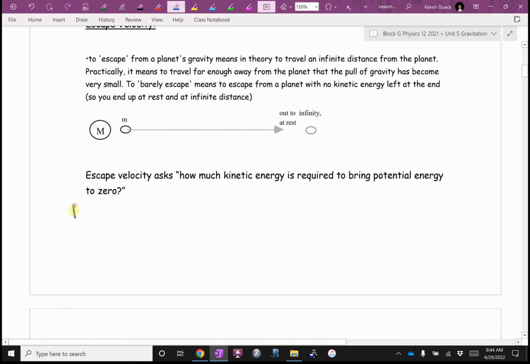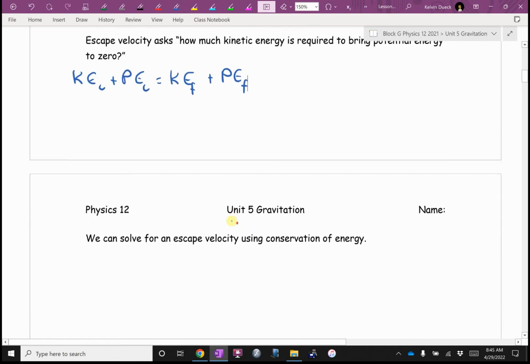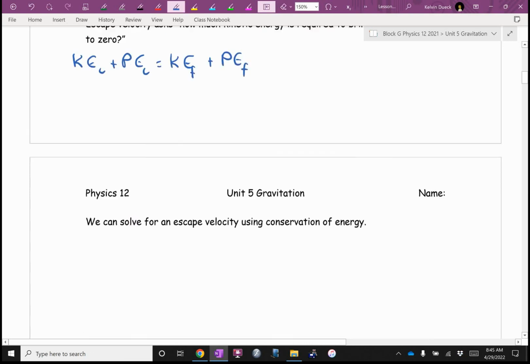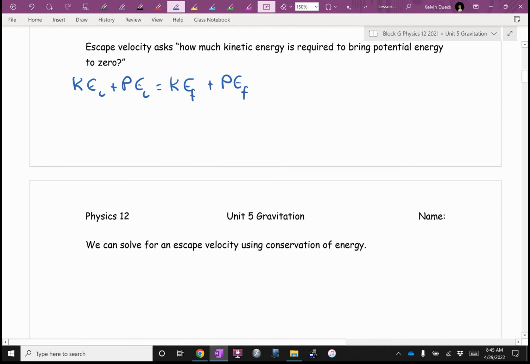So we're going to write KE initial plus PE initial equals KE final plus PE final. I wrote on the next page that we can solve for escape velocity using conservation of energy, but I'm doing it on this page as a start. Are any of these zero? Sarah, do you remember I said we want to plan this so well that when we get to the edge of the universe, we come to a stop? So you know what's zero? KE final.